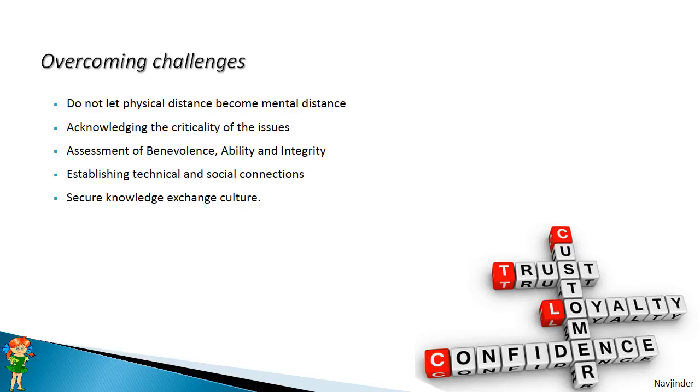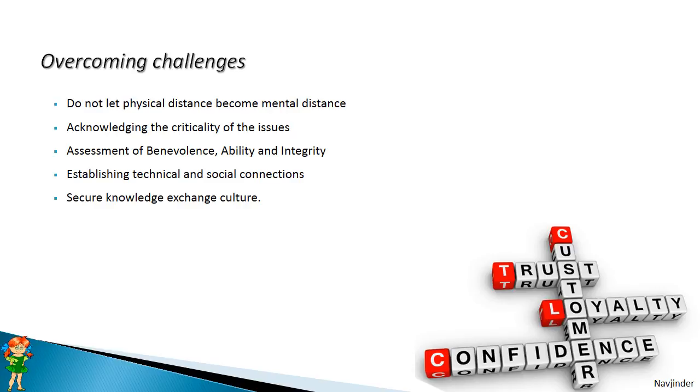Now we'll be talking about overcoming these challenges. For a healthy client-vendor relationship, physical distances should not result in mental distances. Face-to-face communication and meetings should be highly encouraged for getting to know each other well. In the case of an outsourced team working at a distant location, technology in the form of virtual communication should be used for interacting with each other. Someone from both client and vendor should be available at all times to understand and resolve issues of a technical and domain-specific nature. Then comes acknowledging the criticality of the issues.